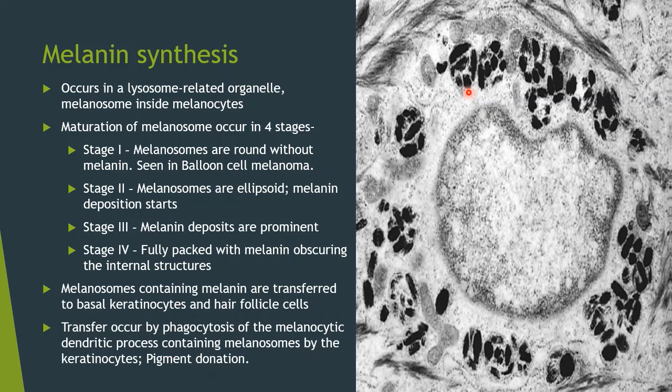These melanosomes containing melanin are then transferred to the basal keratinocytes by the dendrites of the melanocytes, and also to the hair follicular cells. The transfer of this melanosome to the keratinocyte occurs by phagocytosis of the melanocytic dendritic process containing the melanosome. This process is called pigmentation. In this picture, it is a keratinocyte where multiple intracytoplasmic melanosomes containing melanin can be seen, which are actually phagocytosed from the dendritic process of the melanocytes.